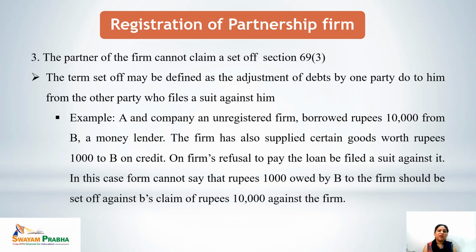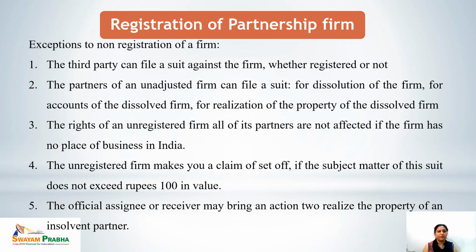Let's see the example. A and Company, an unregistered firm, borrowed rupees 10,000 from B, a moneylender. The firm has also supplied certain goods worth rupees 1,000 to B on credit. On the firm's refusal to pay the loan, B filed a suit against it. In this case, the firm cannot say that rupees 1,000 owed by B to the firm should be set off against B's claim of rupees 10,000 against the firm, because the firm is an unregistered entity and the partner of the firm cannot claim a set off.